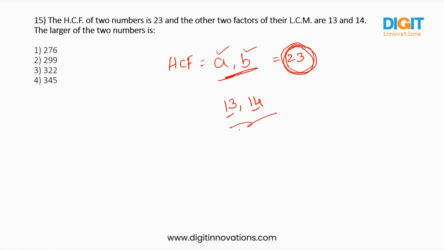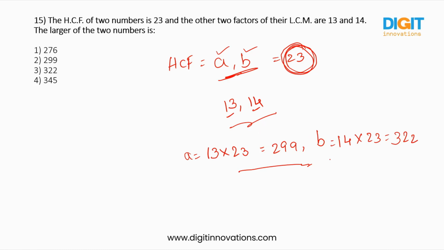What is the larger of the two numbers? They are asking what is the largest number between these two. So A is 13 and its common factor is 23. So 23 into 13 is 299. And B is 14 into 23, which is 322. So in these two numbers, what is the biggest one? 322. So the answer is 322.